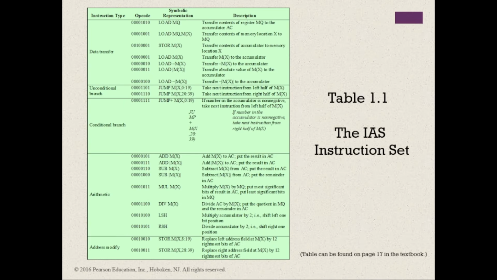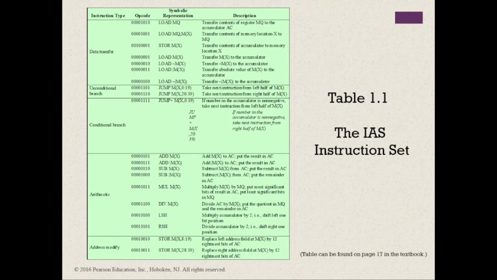Next we have here a table of the IAS instruction set. The IAS computer had a total of 21 instructions, which are listed in this table. These can be grouped as follows. The first group of these 21 instructions is data transfer: move data between memory and ALU registers or between two ALU registers. Next we have the unconditional branch. Normally, the control unit executes the instructions in sequence from memory. This sequence can be changed by a branch instruction, which facilitates repetitive operations.